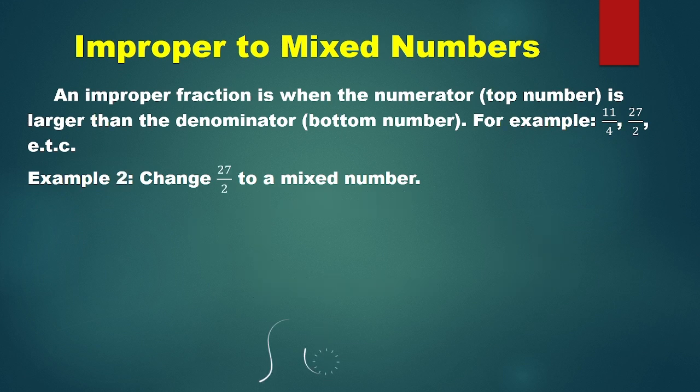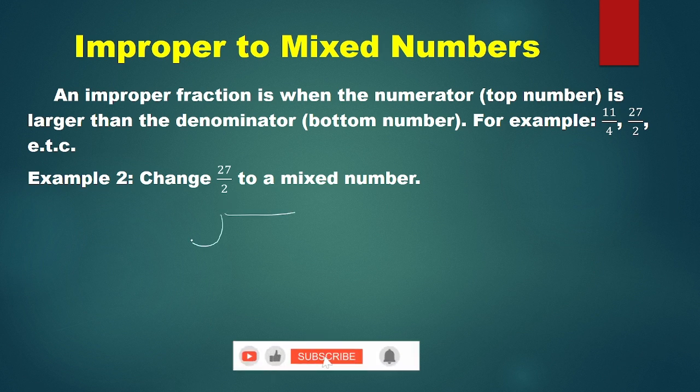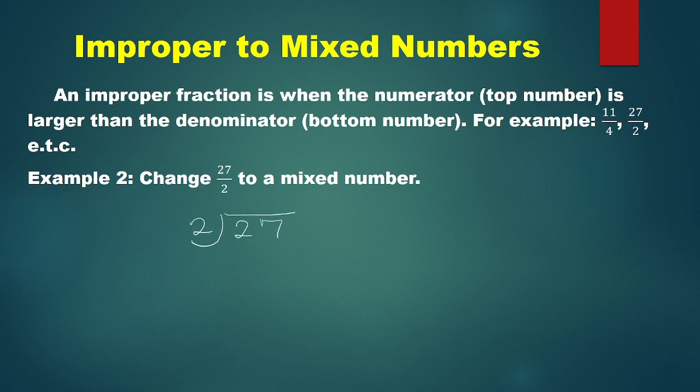Let's take another example. So I have 27 over 2. I will draw my division sign. 27 goes inside and 2 outside. 2 divided by 2 is just 1 because there is only one 2 inside of 2. 1 times 2 is 2. If I subtract, I have a 0.